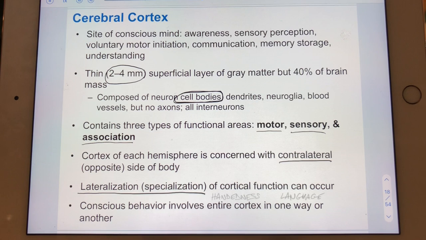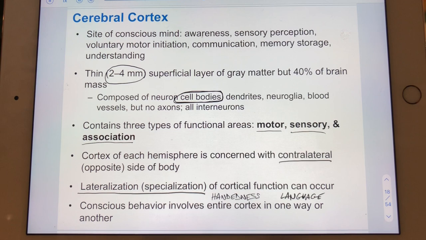What is lateralized? Often, handedness, right-handed, left-handed, okay? And definitely language. Now, that doesn't mean that only one hemisphere is involved in language. They're both involved in language. But our chief language centers are housed in our left hemisphere. Even if we're left-handed. Isn't that surprising?